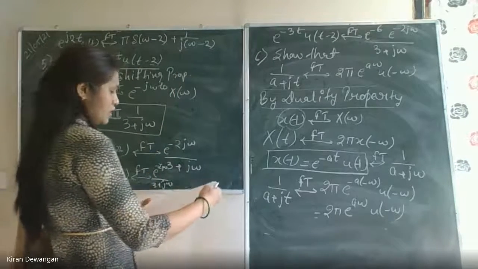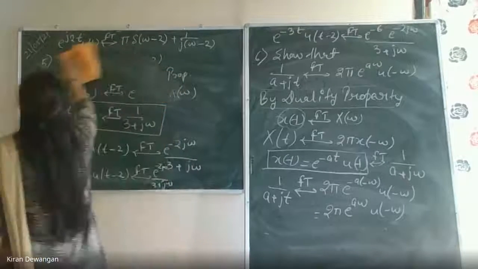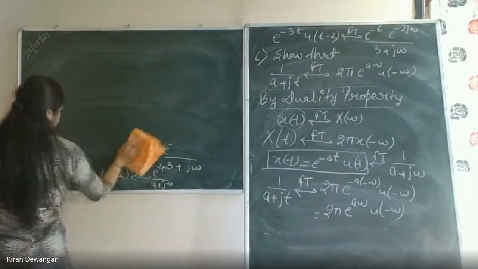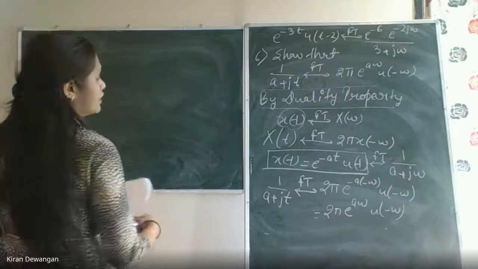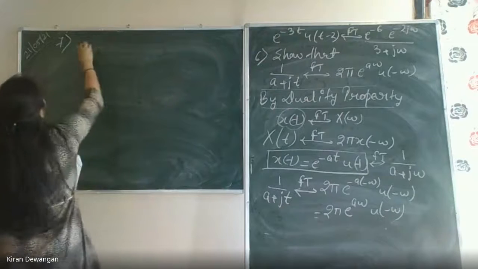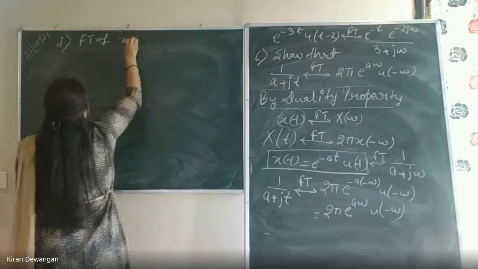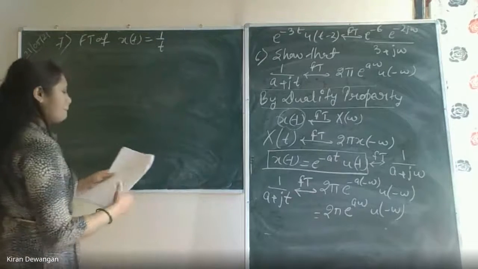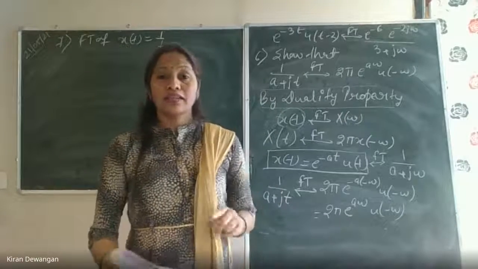Now, one more question, a very simple question. We just need to understand which property we have to use. 7.1: find the Fourier transform of x(t) which is 1 by t. Now it is given x(t) as 1 by t.